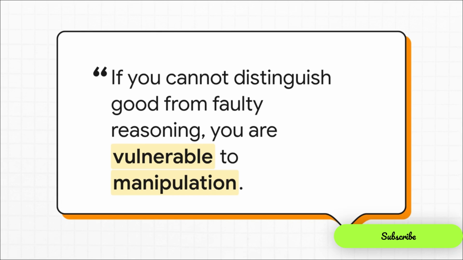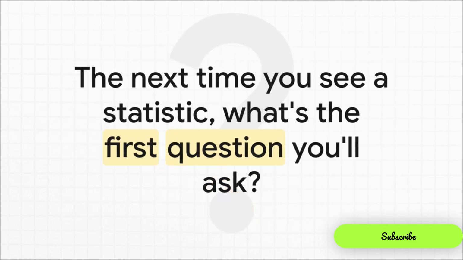As the source material for this whole explainer puts it so well, if you cannot distinguish good from faulty reasoning, then you are vulnerable to manipulation and to decisions that are not in your best interest. Thinking this way isn't just about being smart with numbers, it's about being in control. So, I'll leave you with a challenge. We've seen that numbers can be used to make things clear, or they can be used to confuse and mislead. The next time a big statistic flashes across your screen, what's the very first question you're going to ask yourself?